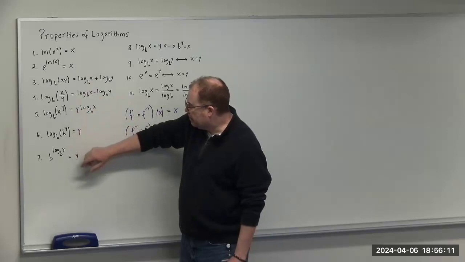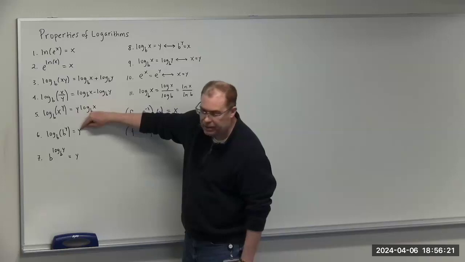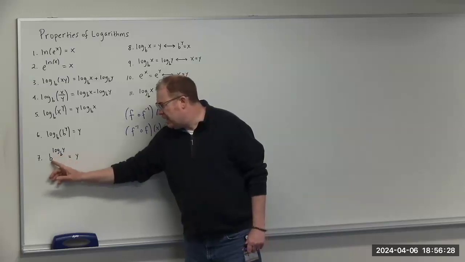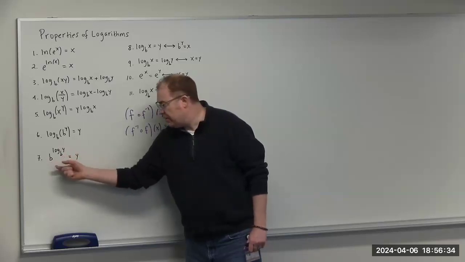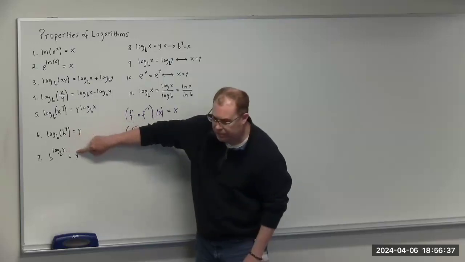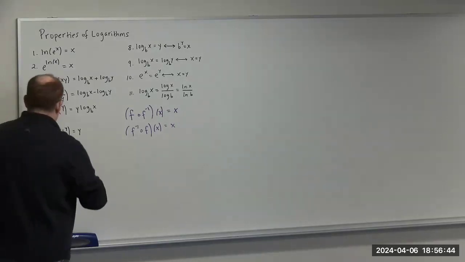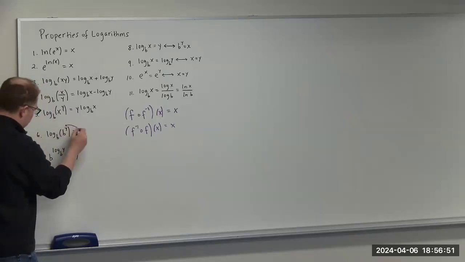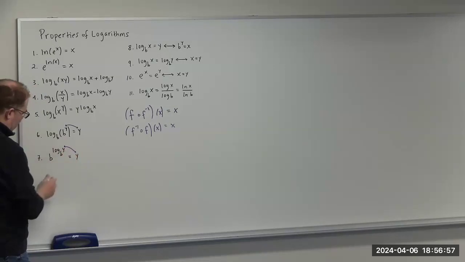Number 6 is saying that if these two bases are equal, then whatever y is, that's what you're going to get back. It's as simple as that. This one says that if you have b raised to log y base b, and these are the same, you're automatically going to get back y. I'll draw some arrows to show you. As long as this is the same, you're going to get back this. Same thing here: if these are the same, then these have to match.